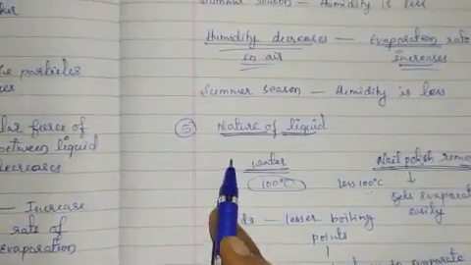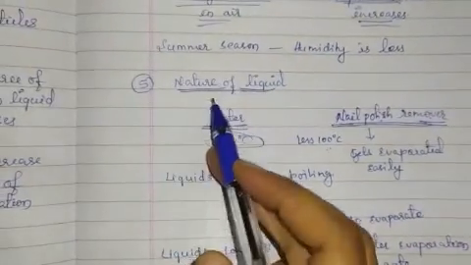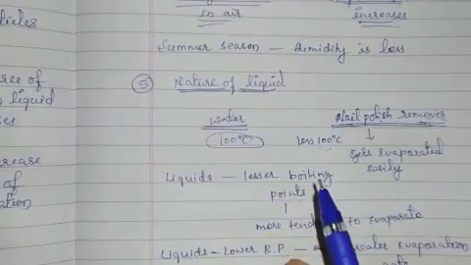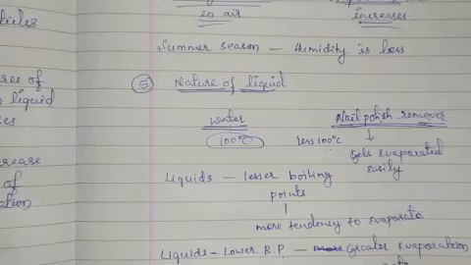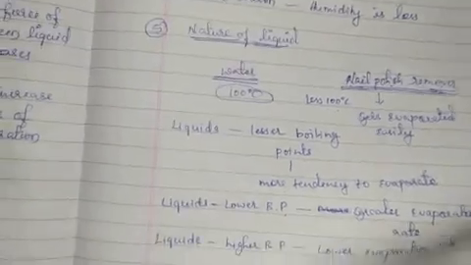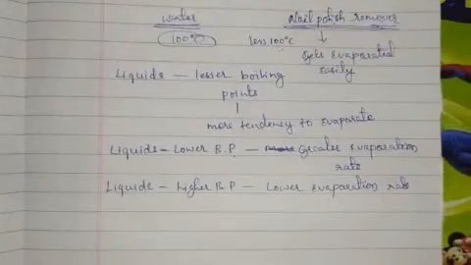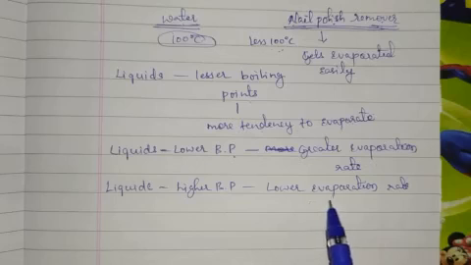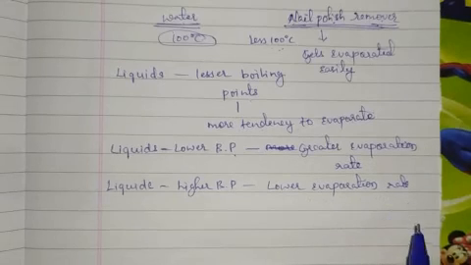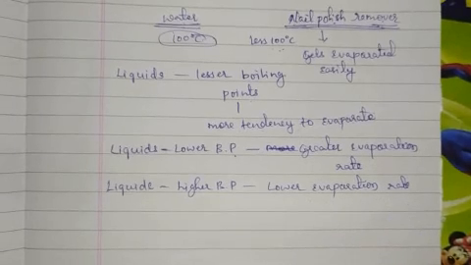Whereas the last factor is nature of liquid. Liquids with lower boiling point will have greater evaporation rate, whereas liquids with higher boiling point will have lower evaporation rate. Okay children, these are the 5 factors affecting the rate of evaporation. In the next class we will learn the cooling effect.